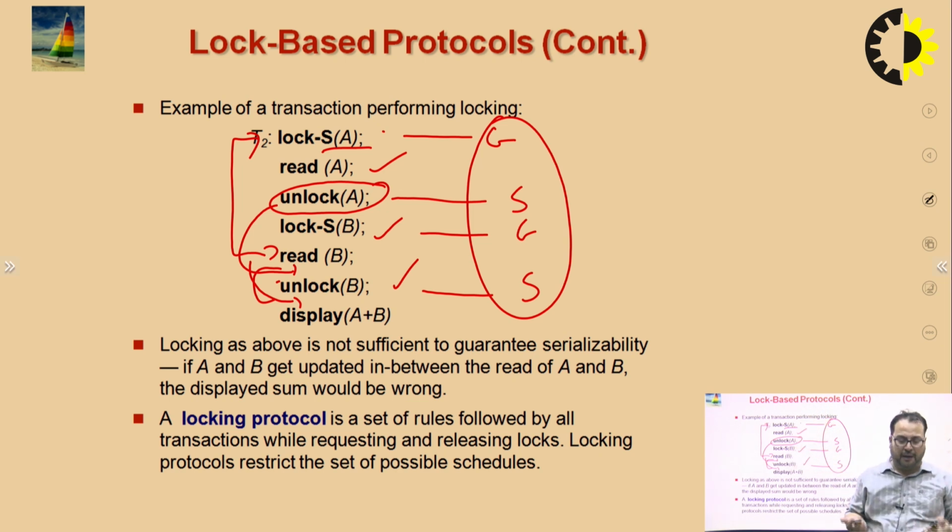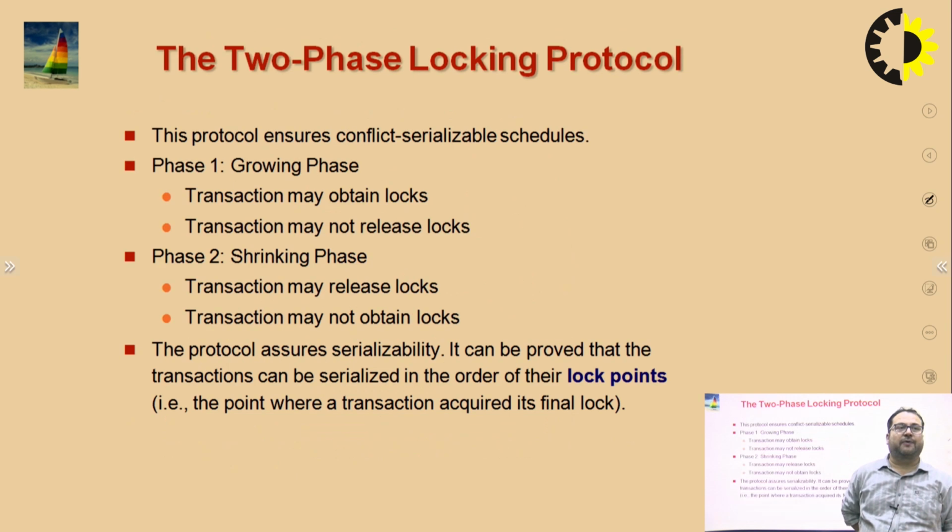If our transactions follow the two-phase locking protocol, they will be conflict serializable, so the schedule becomes serializable. Once the schedule is serializable, all the operations performed will have the correct result. So this is what the two-phase locking protocol is. The protocol assures serializability. It can be proved that transactions can be serialized in the order of their lock points.